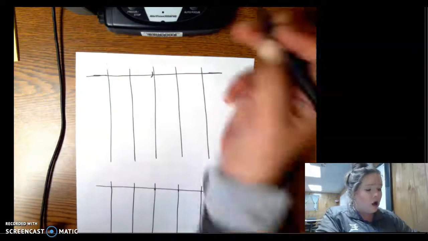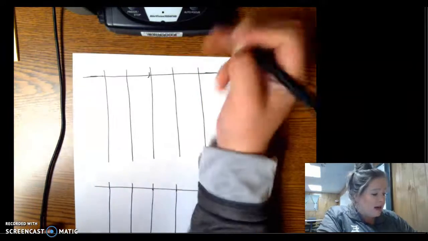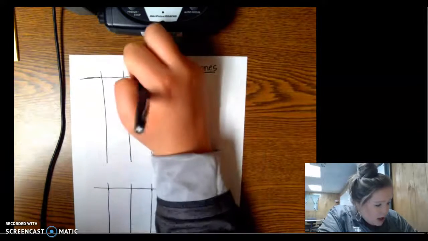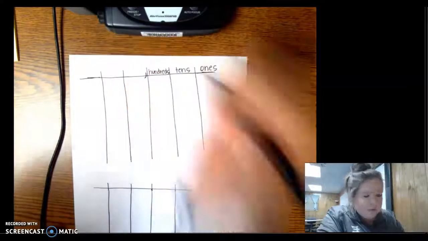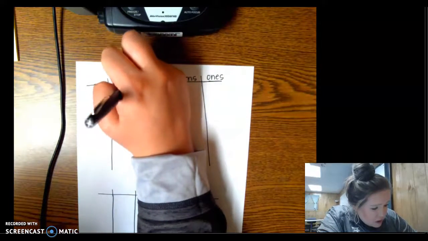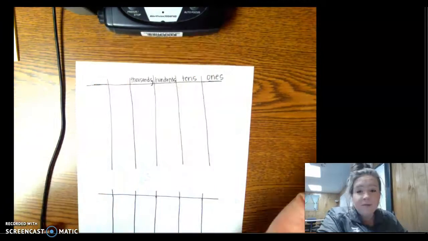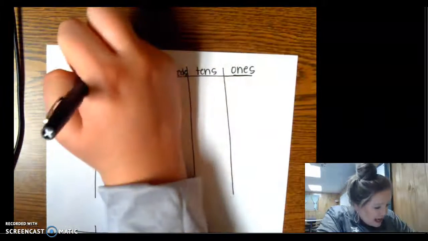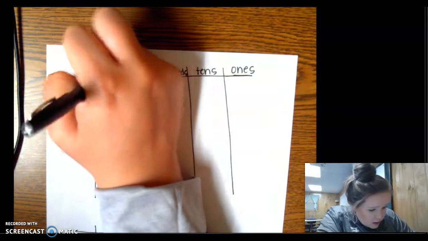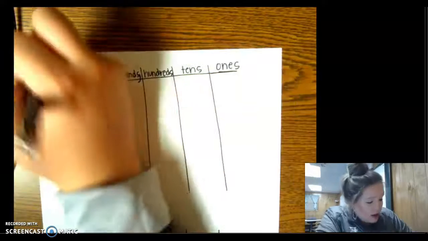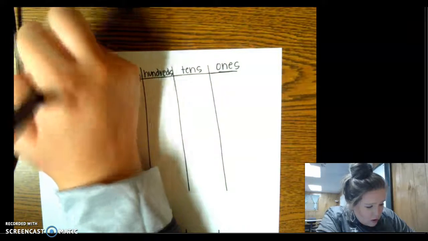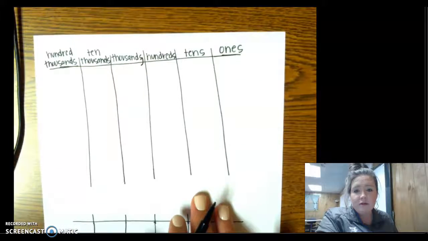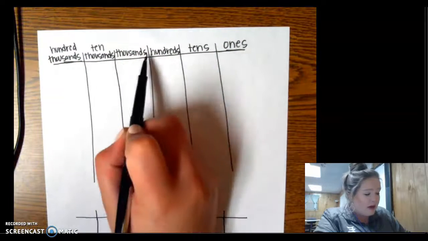So starting all the way over on the right side, we have our ones. Then we have our tens, hundreds. Here's our thousands. Okay, our 10,000s. And our 100,000s. So that's our place value chart for third grade, all right? After the thousands is where we put our comma.